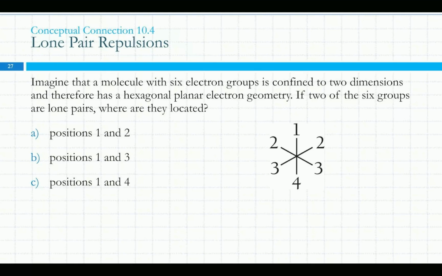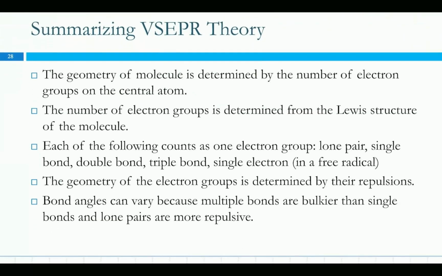But if 2 of the 6 groups are lone pairs, where would be the best place to put the lone pairs? Why 1 and 4? Farthest away. Because, yeah, 1 and 3 is farther away than 1 and 2, but not as far away as 1 and 4. So just as far apart as possible.